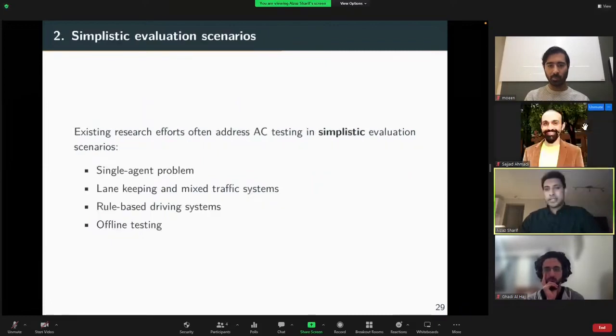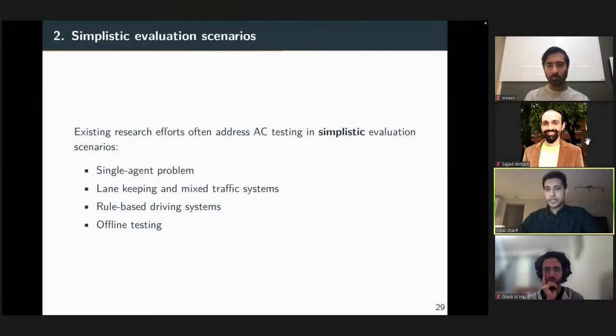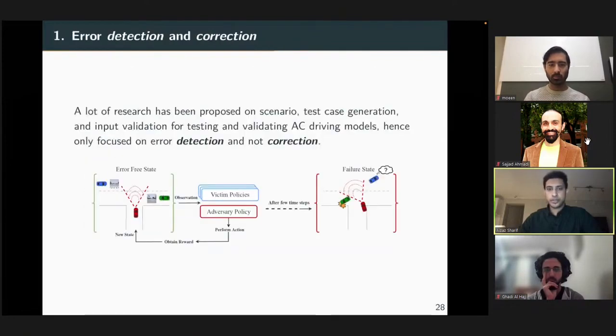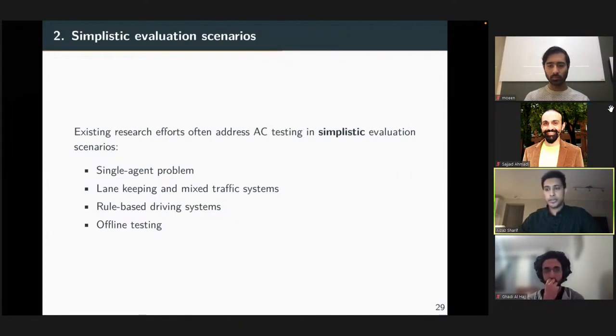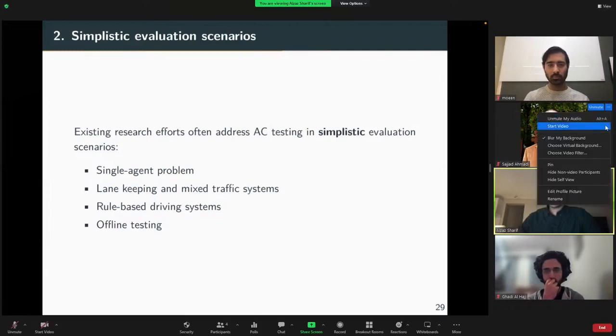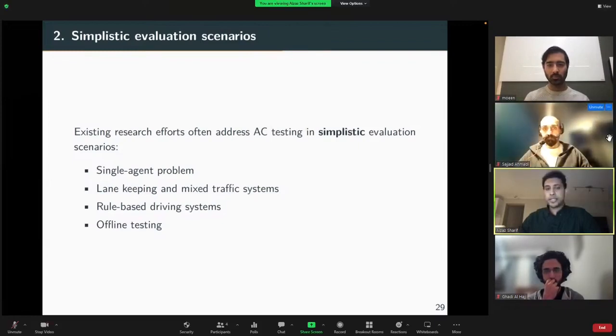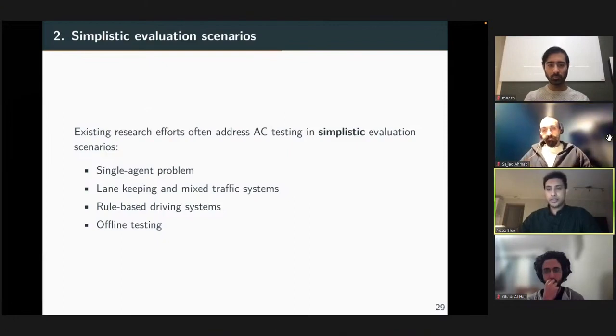The second is that there are a lot of what we call simplistic evaluation scenarios that are commonly used in the research field. The first one is that academia research is still focused on the single agent problem, which limits a lot of issues in driving. The second is lane keeping and mixed traffic scenarios. The moment we scale towards bigger problems like mixed traffic systems, they are kept in low dimensional space.